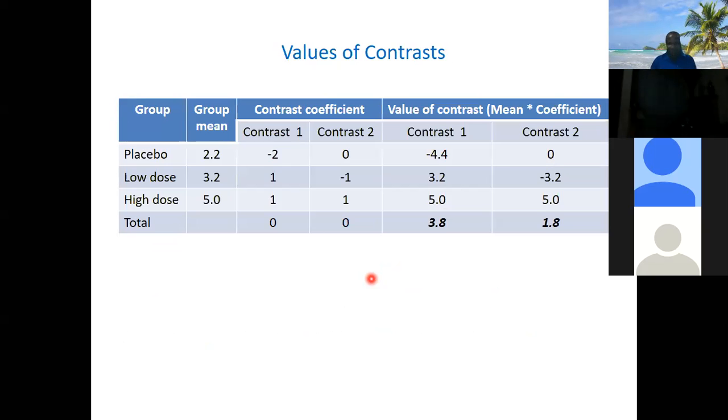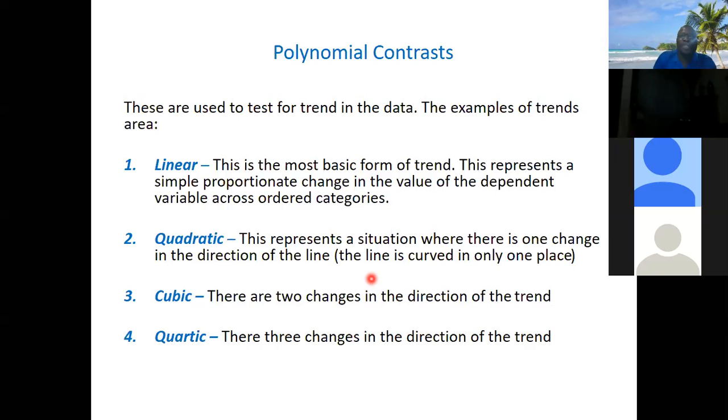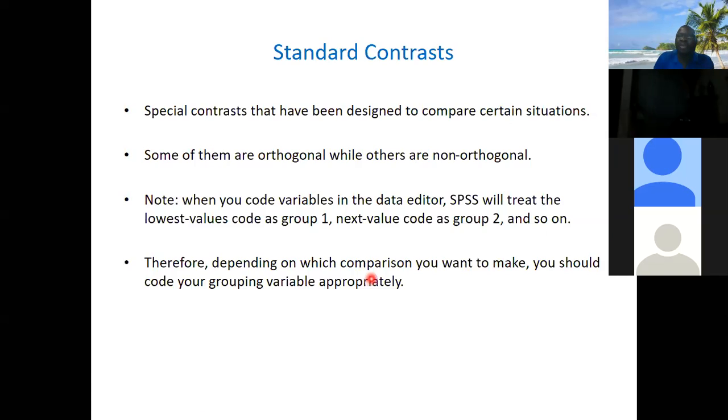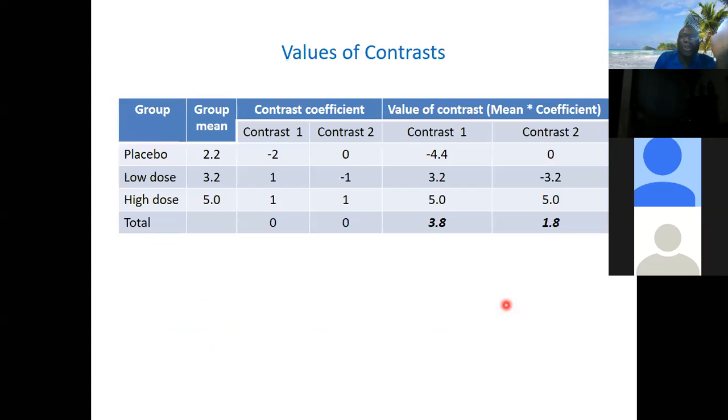Then calculating the value of the contrast. The weight you give is called the coefficient, like -2 and 1. But when you are running it, how do you calculate the value itself? You just multiply the coefficient by the mean of the group. For this one, the placebo group mean is 2.2, low dose mean is 3.2, high dose is 5.2.